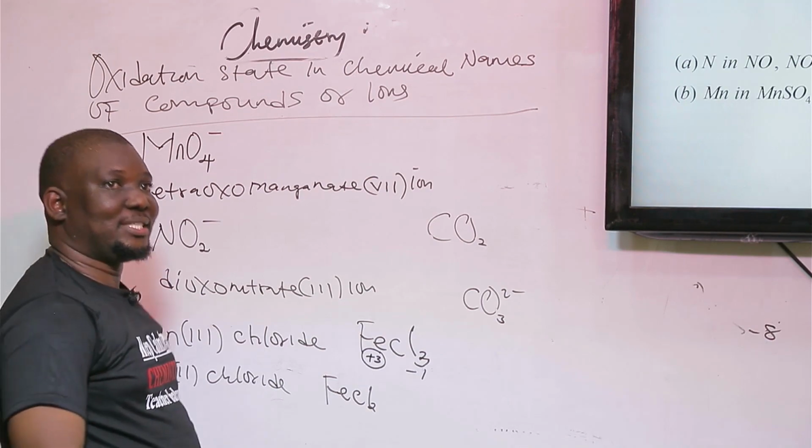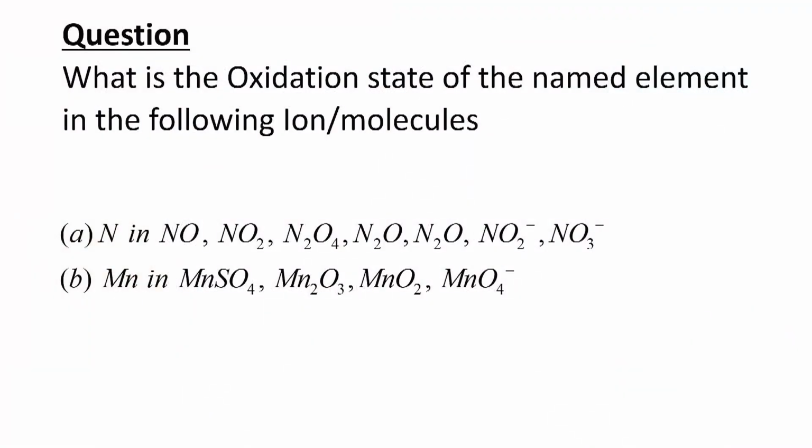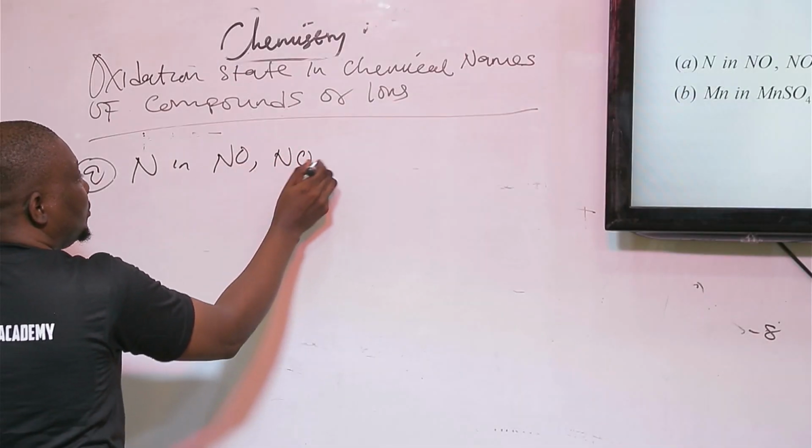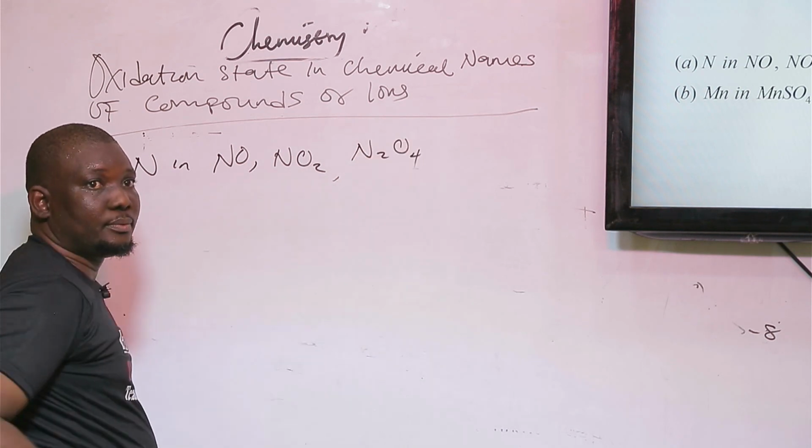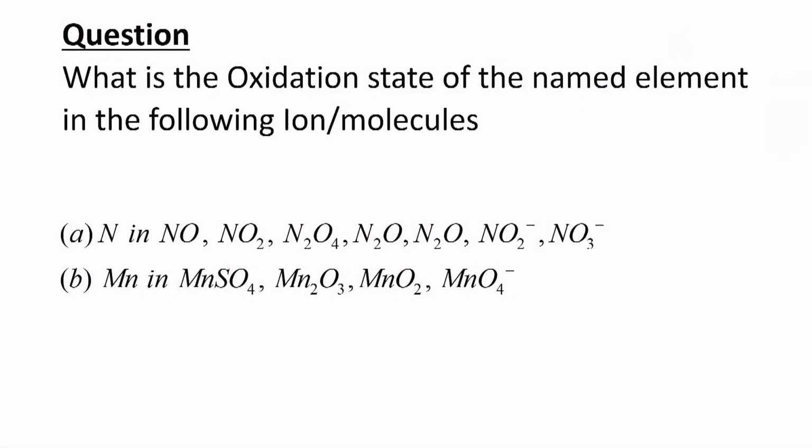Okay, look at this question here. What is the oxidation state of the named element in the following ions and molecules? N in NO, NO2, N2O4, N2O, NO2 minus, and NO3 minus, respectively. Each of these has something in common: N is what you are looking at. So let's start with NO.